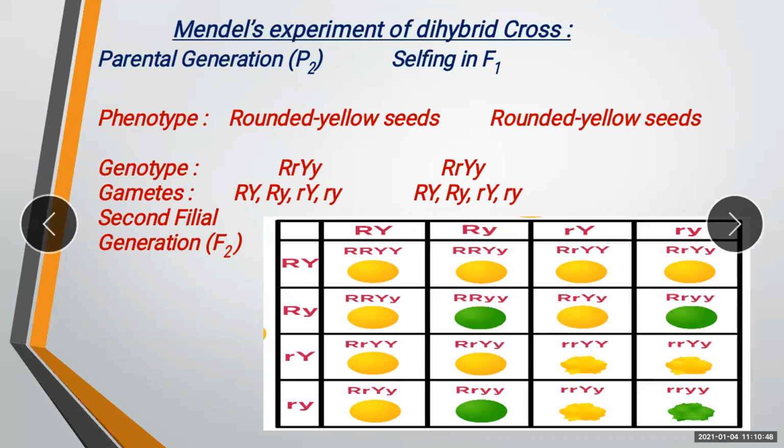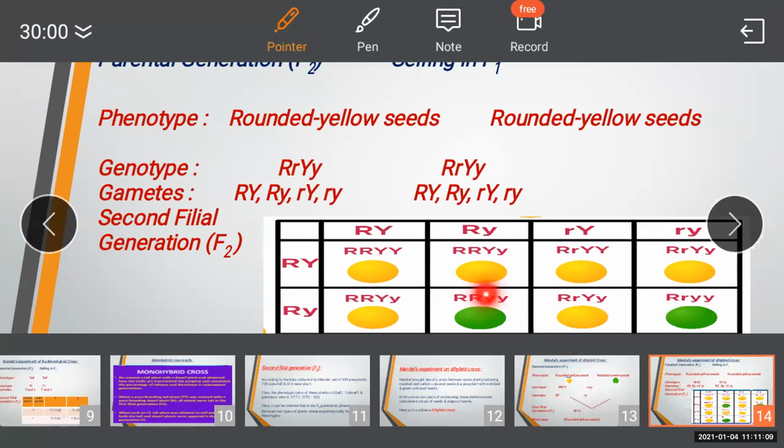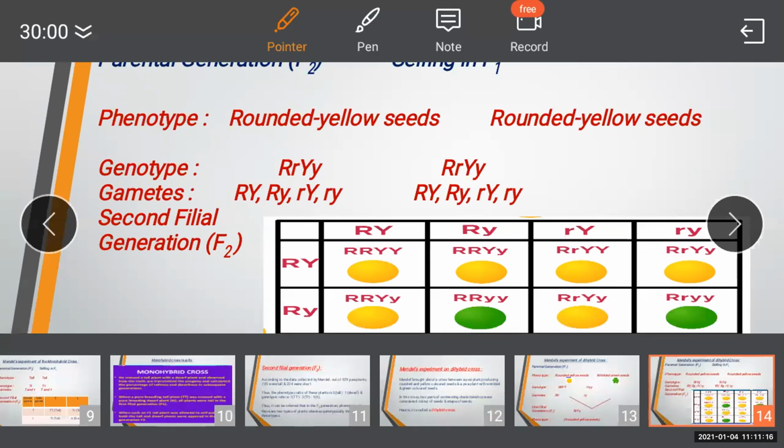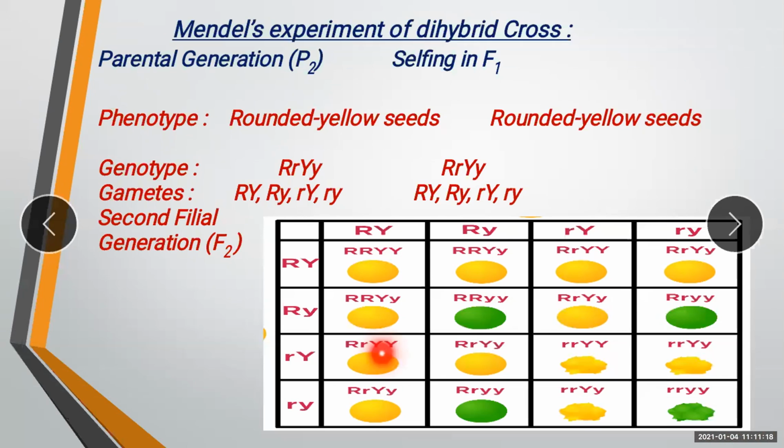Right, now you have to tell me one by one what type of seeds you will find. So first will be round yellow, isn't it? Because the dominant characters are there. This is also round yellow because capital Y is there. This is also round yellow, round yellow, round yellow. This is round green because recessive y is there. Can you see? Round green. This will be round yellow. It will be round green again. This is round yellow, round yellow.